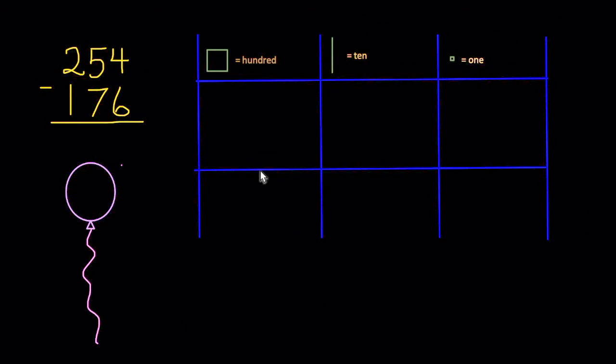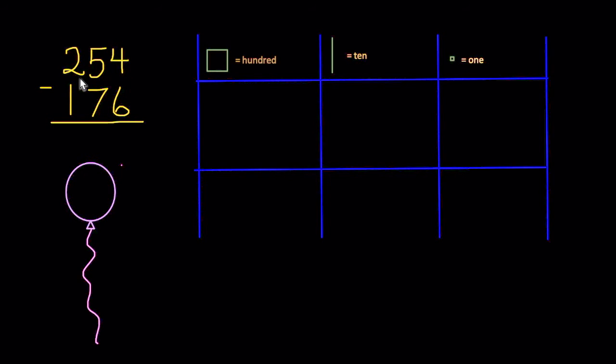It's 254 days until your birthday. Since then, it's been 176 days, and you want to figure out how many more days it is, again, until your birthday. To do this, we're going to be using a model. This block here represents 100. This block here represents 10. And this one represents 1.